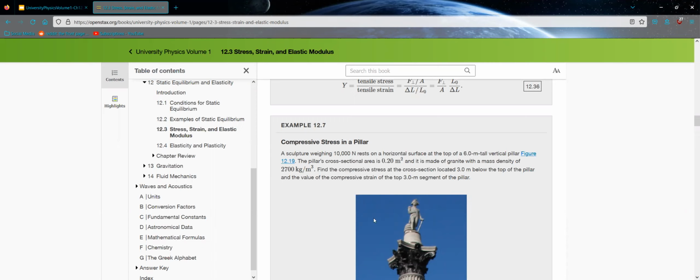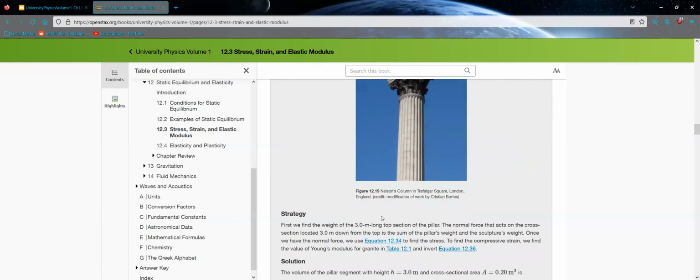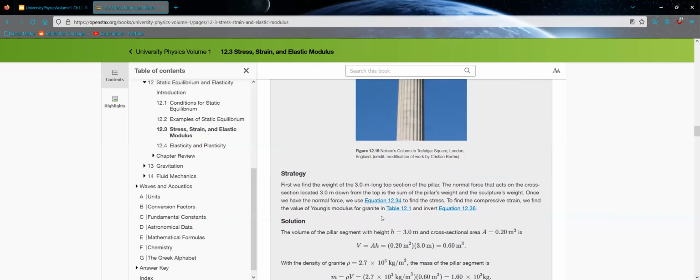What is the compressive stress at the cross-section located 3 meters below the top of the pillar, and the value of the compressional stress on the top 3 meter section of said pillar? So halfway up, how much stress do we have, and what is the complete compressive strain along the top section of the pillar? So how much squishing is the statue doing, essentially, right?